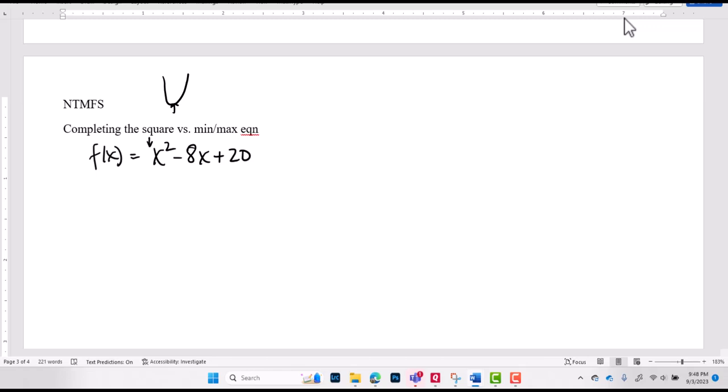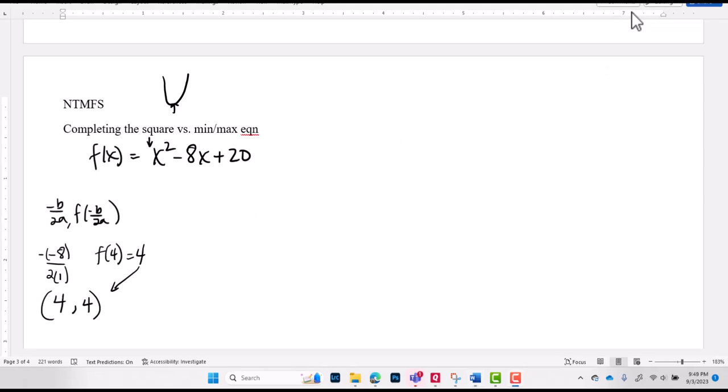So the first thing I want to do is, again, do some review. Let's do negative b over 2a and the function value of negative b over 2a to find the vertex. So do that first. I'll pause the video. In finding negative b over 2a and then the function value of that value, which is 4, we find the vertex is at (4, 4).